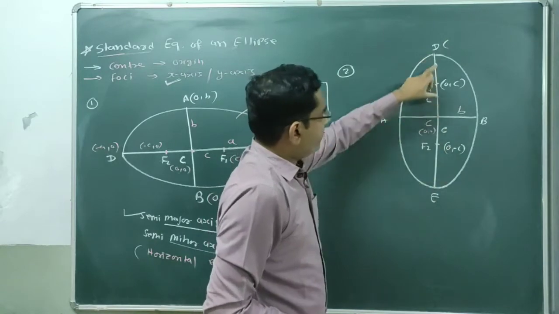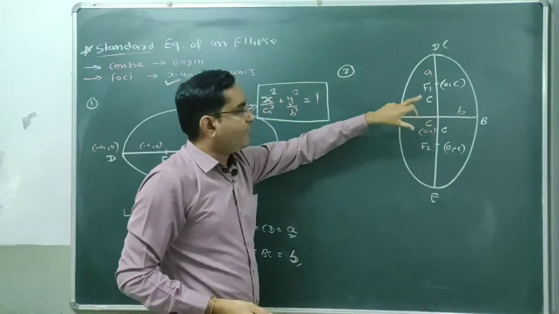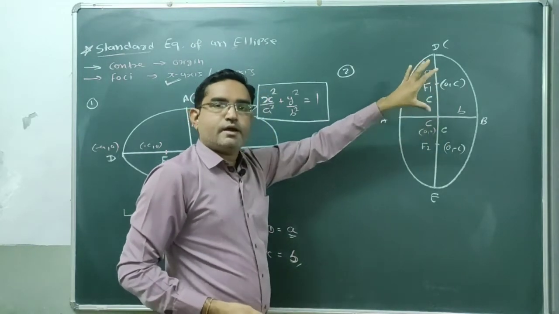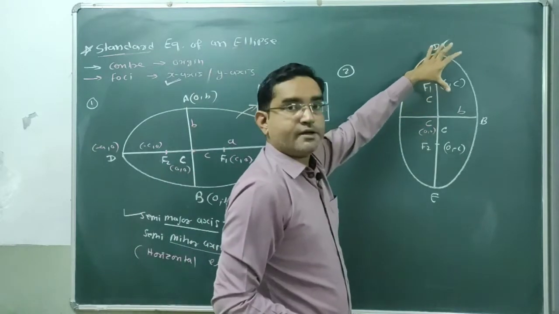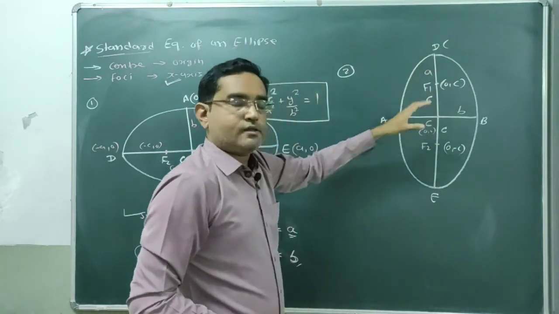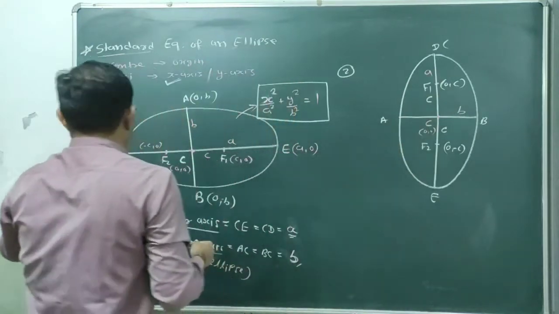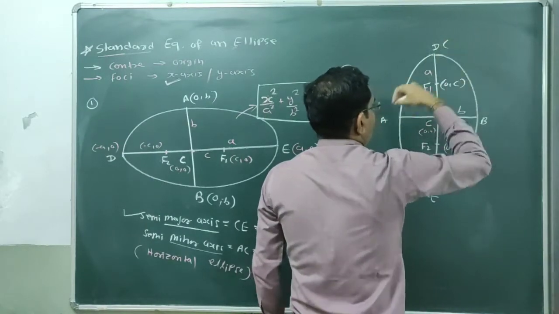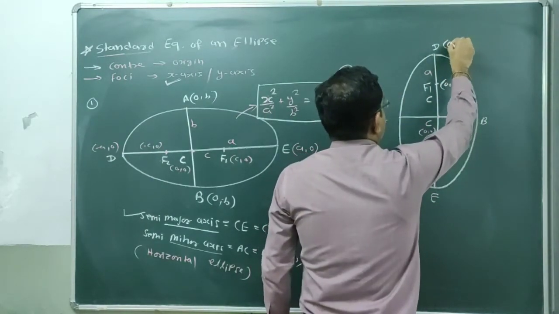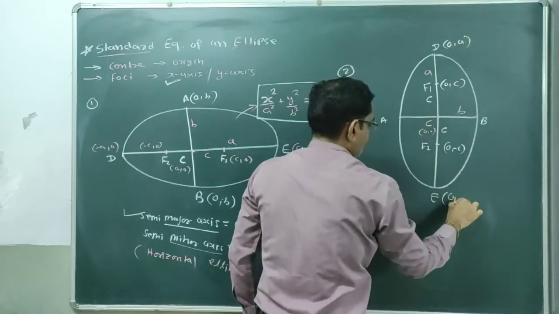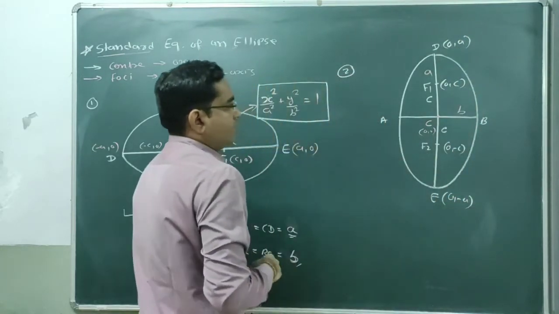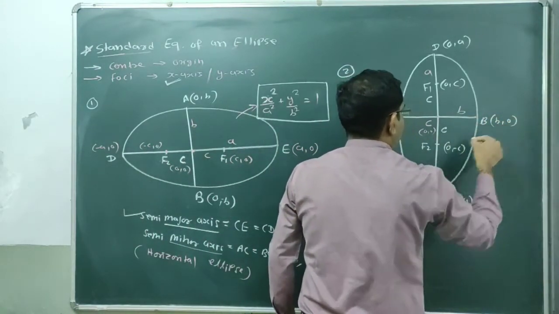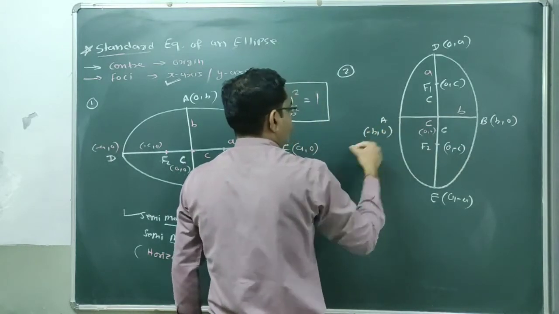Point D and point E are the endpoints of semi-major axis, and endpoints of semi-major axis are known as vertex, commonly known as vertices. So this is vertex. Here also, these points D and E, we will call vertex. So coordinates of this vertex are along with the y-axis. So it's (0, a), and this will be (0, -a). Done? Coordinates of this point B along with the x-axis. So it's (b, 0), and this one is (-b, 0).